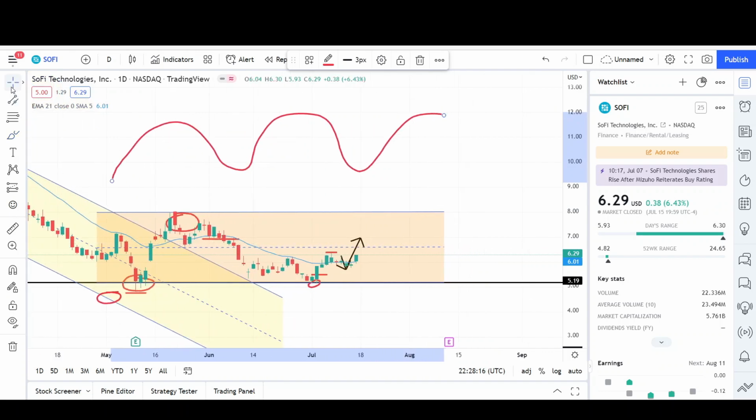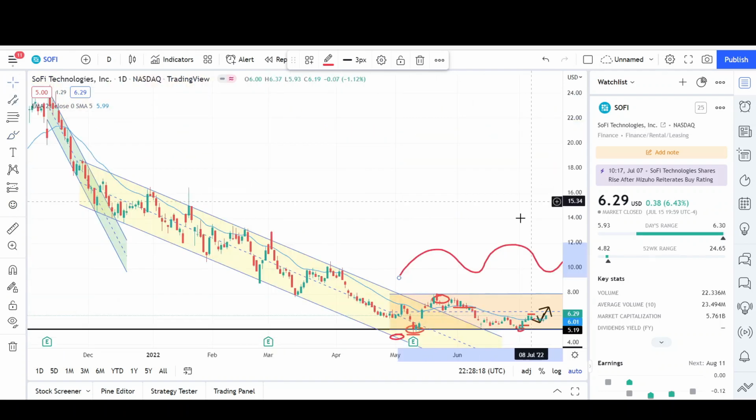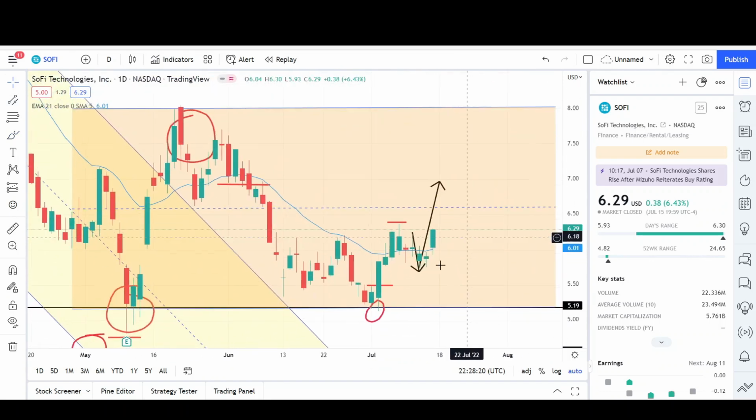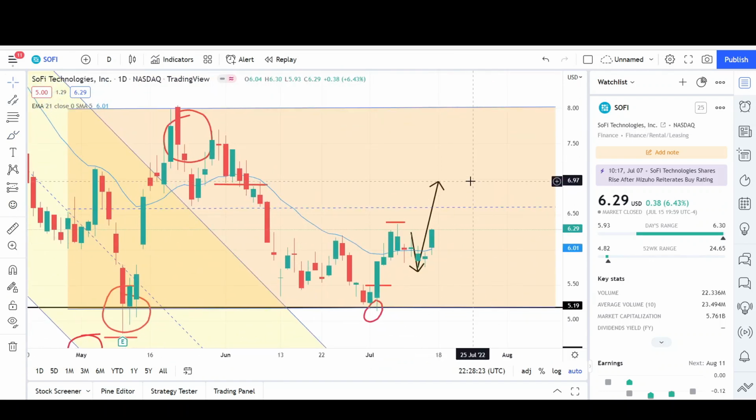So as of right now, it looks like the market's pulling back. Expecting SoFi to continue higher as well, and I would be expecting this measured move target to be hit right around that $7 level. So let's go and switch over to the weekly chart to wrap it all up.